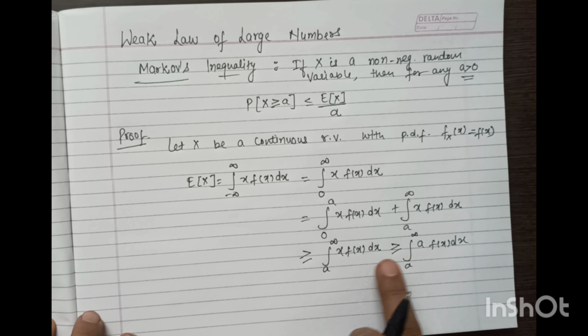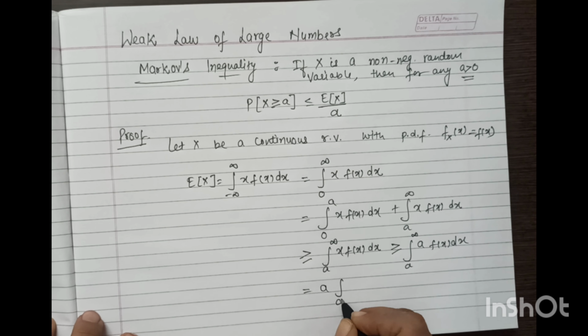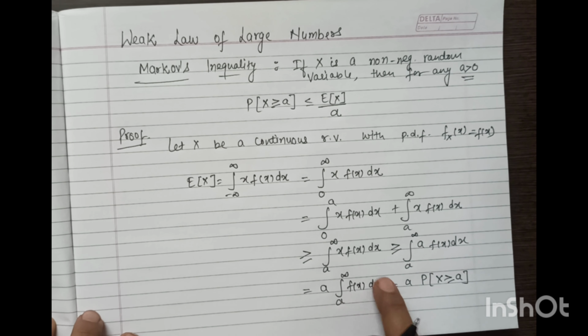And now solving this, a will be taken outside. We are left with the integral from a to infinity of f(x), which is nothing but the probability of random variable x greater than or equal to a, because integration is moving from a to infinity. So by this integral we are finding the probability of random variable x greater than or equal to a, when the value starts from a onwards.